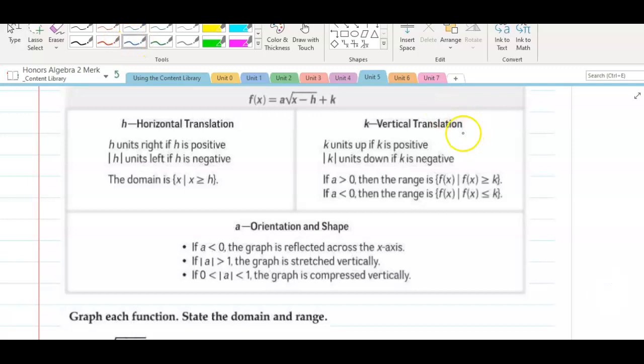So I'm going to put that off to the side here. Add a number outside, the graph will go up. Subtract a number outside, the graph is going to go down. And you can see here in the abstract, if k is positive, it goes up. If k is negative, it goes down.